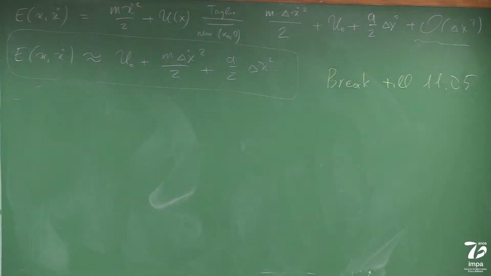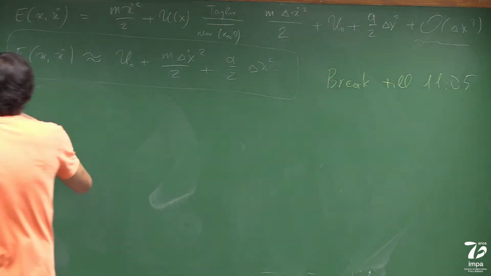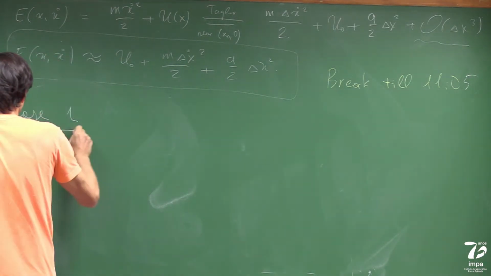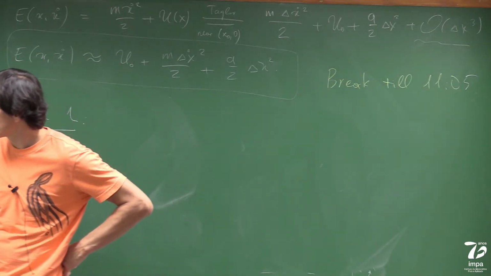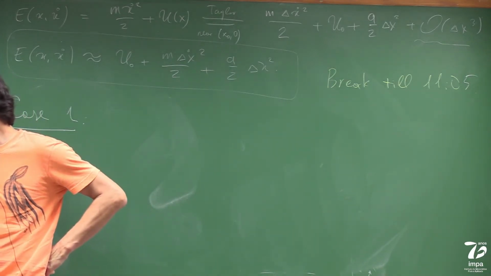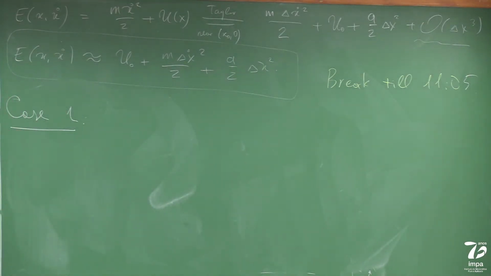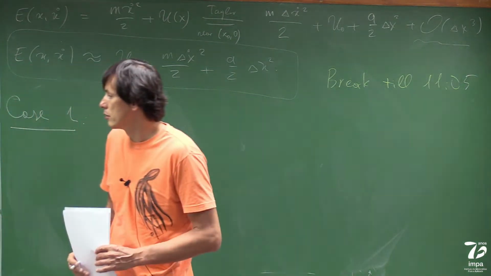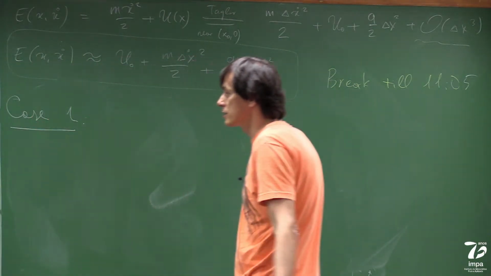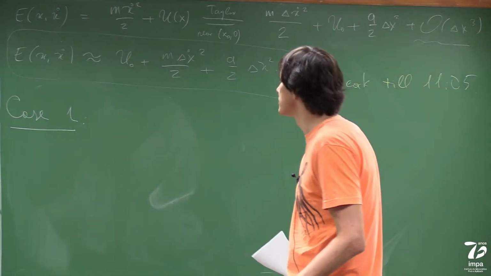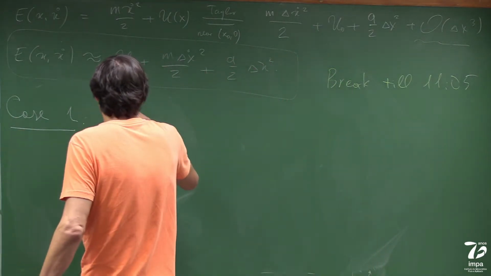So let's continue. What we do now is solving this equation. There are different cases which, as you already noted, depend on A. The only new parameter which comes here is A. So there are 3 cases: A positive, A negative, and A zero. Case 1 is A positive.